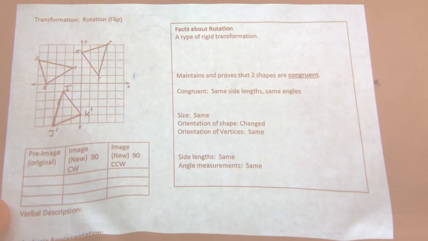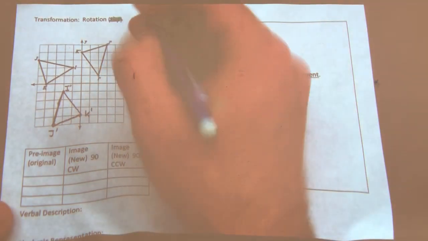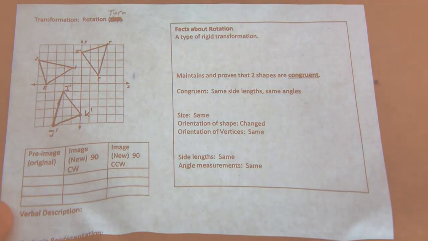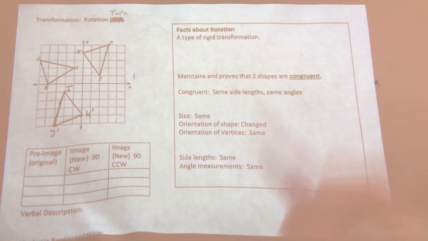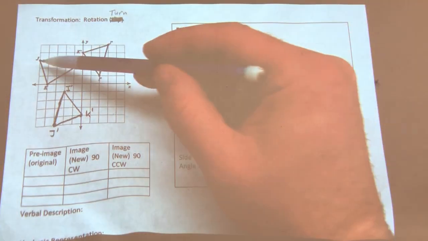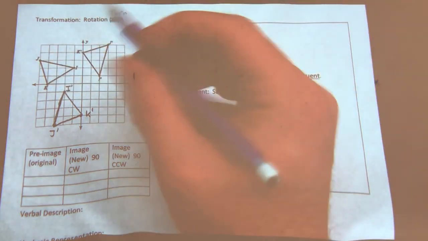Okay, so we're going to talk about another transformation. This one is rotation or turning. Clearly I wrote that incorrectly. So rotation or turn. So here's our original shape, triangle IJK.